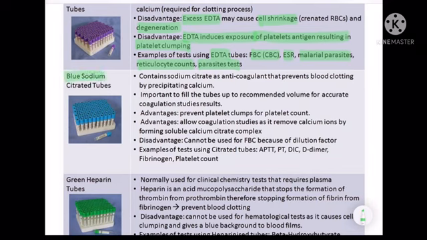The next one is the sodium citrate tube. The sodium citrate tube contains sodium citrate, an anticoagulant that prevents blood clotting by precipitating calcium. So EDTA was doing the same thing. For the EDTA tube, it was chelating the calcium, and this one, the sodium citrate tube, is precipitating the calcium.